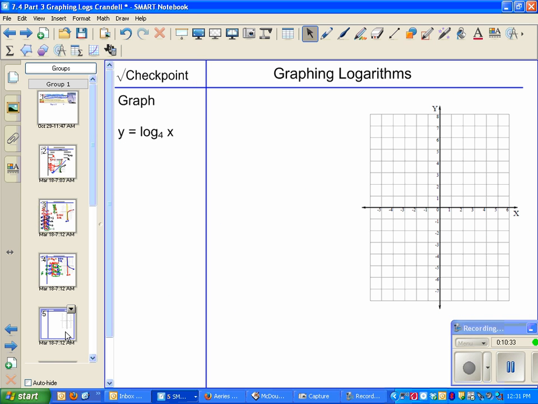Okay. Here is a checkpoint of sorts. So if you can set up this all by yourself, you have the first part of the lesson. So please go ahead and do this all by yourself and then check back with me later.